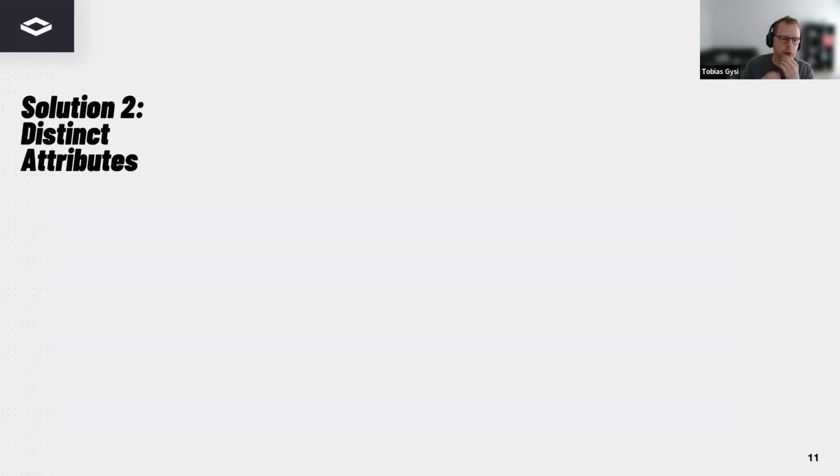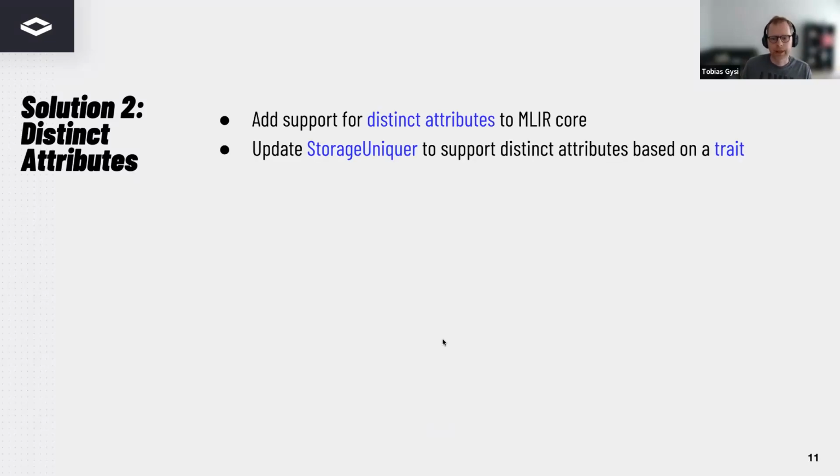Then the second solution, and sort of my favorite solution, I guess, so far, is that we add support for distinct attributes to MLIR core. The idea there would be to update the storage uniquer so that it supports distinct attributes, which we would mark with a trait. So we would put a trait on attributes that says it's distinct. And if the storage uniquer sees such an attribute, instead of looking for an already allocated attribute, it will always allocate a new one if you ask for a new attribute.